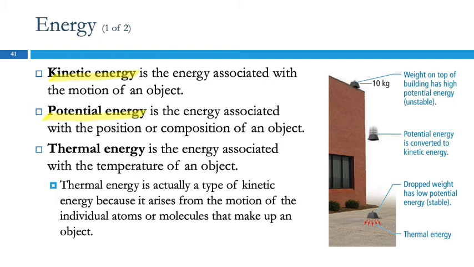Energy of one kind can be transformed into other forms. And so as this weight falls to the ground, the potential energy goes down and the kinetic energy goes up because it goes faster and faster. And then what happens to all that energy when it hits the sidewalk? Most of it goes to thermal energy. The weight itself and the sidewalk will be warm. That energy will dissipate as heat.